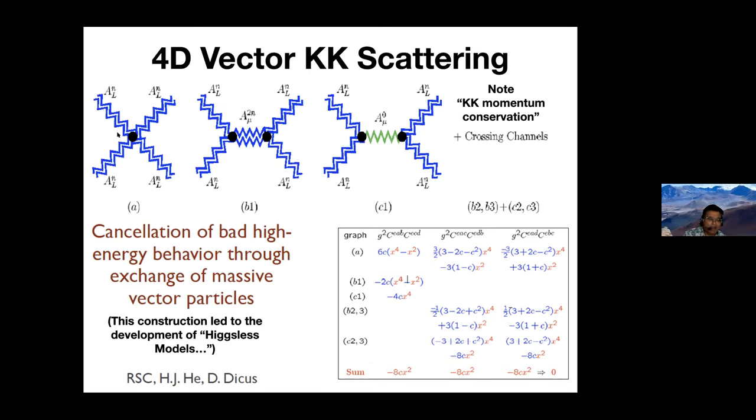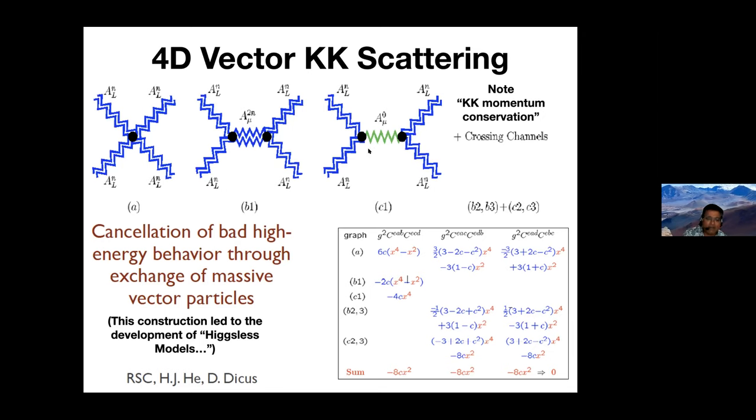And when you add up the contributions coming from the Yang-Mills theory, you find that the energy to the fourth cancels. Well, that's not so surprising. That actually happens even in four dimensions. But you find that the energy squared terms also cancel, which was reassuring because your fundamental five-dimensional Yang-Mills theory didn't have a bad high-energy behavior, and compactifying it on a torus hasn't changed it.